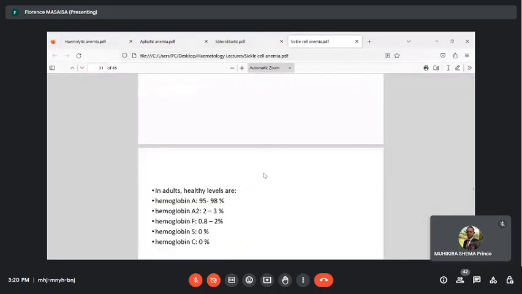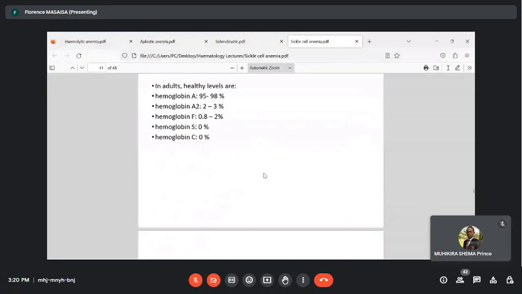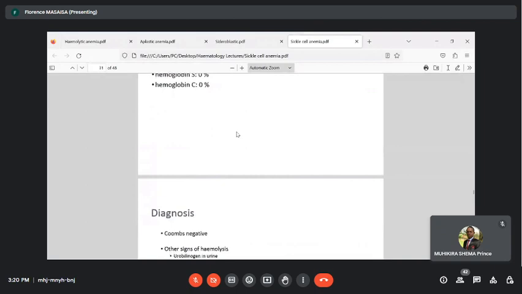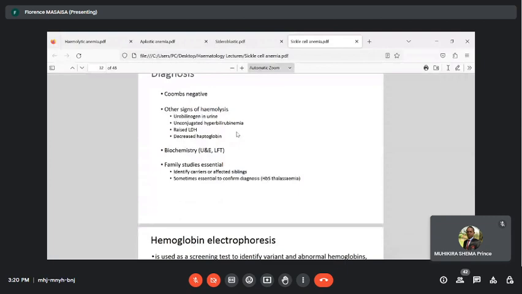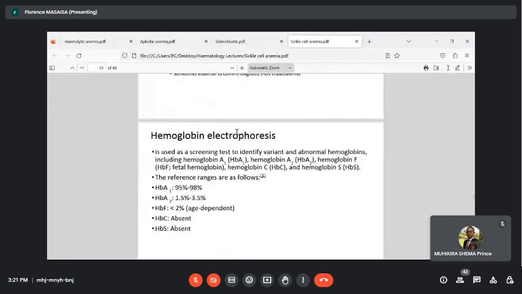In adults, hemoglobin A is 95 to 98%, hemoglobin A2 is 2 to 3%, hemoglobin F, fetal hemoglobin, and hemoglobin S is 0%. Then you will see it is a hemolytic anemia, but the Coombs test will be negative. You also have to do hemolytic panels, LDH, haptoglobin, and so on, just to do more on your tests. That describes hemoglobin electrophoresis.